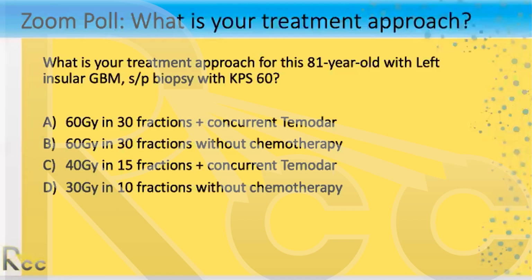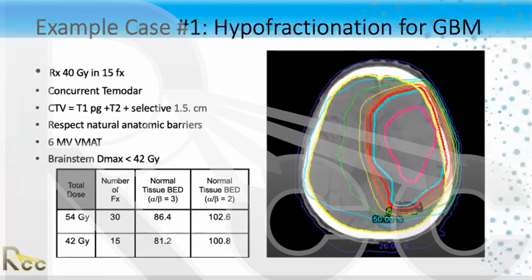Okay, so in this case, this is a patient that I treated. I chose to treat with 40 gray in 15 fractions with concurrent temozolomide. The volumes that I used included just a single stage, so T1 post-GAD plus T2 hyperintense, and then a somewhat selective 1.5 centimeter expansion to CTV that relatively respects anatomic barriers. So you can see I'm not really taking the volume across the contralateral side here. I use a 6 MeV VMAT, and the brainstem Dmax that I used here was 42 gray.